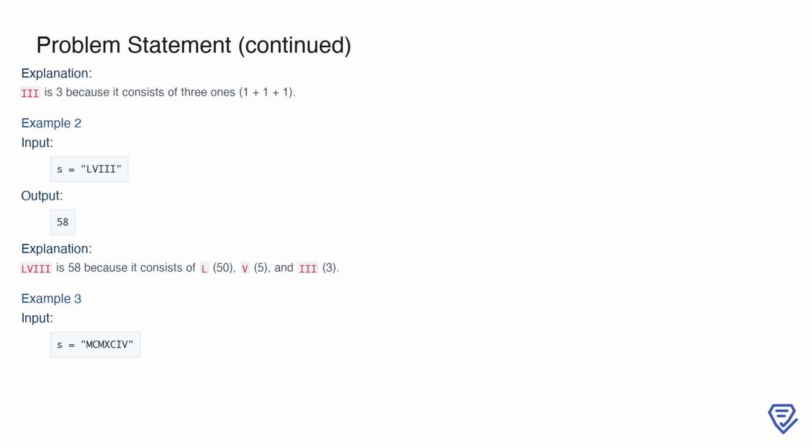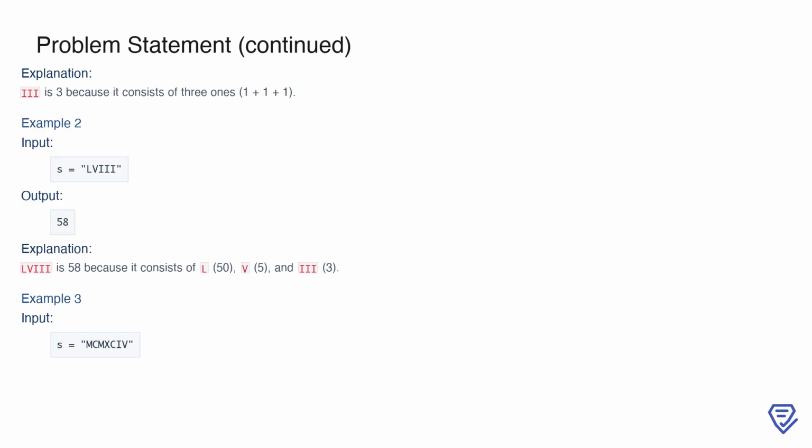To understand this further, let's look at a few examples. In the first example, the input is III. The numeral consists of 3 ones, which we add together to get the result of 3. In the second example, the input is LVIII. Here, we can break it down into its components. L represents 50, V represents 5, and III represents 3. Adding these together, we get 50 plus 5 plus 3, which equals 58.